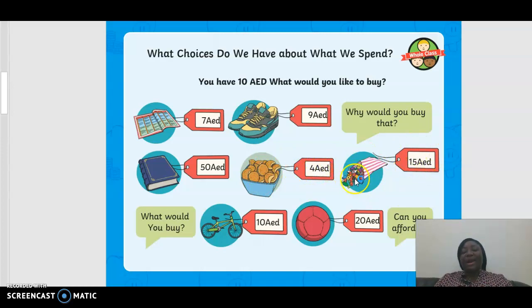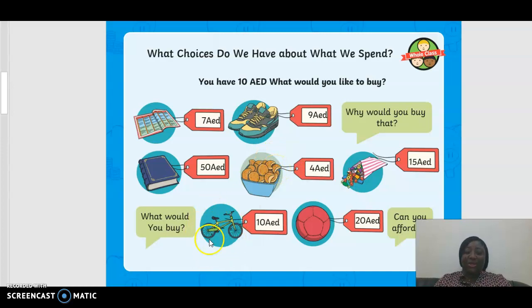Will you be able to buy the yummy candies? I'm afraid no. Why? Because the candies are 15 dirhams and your money is just 10. So the only thing you'll be able to buy over here would have to be the bowl of fruits, which will keep you healthy. Now let's go to the last grouping.